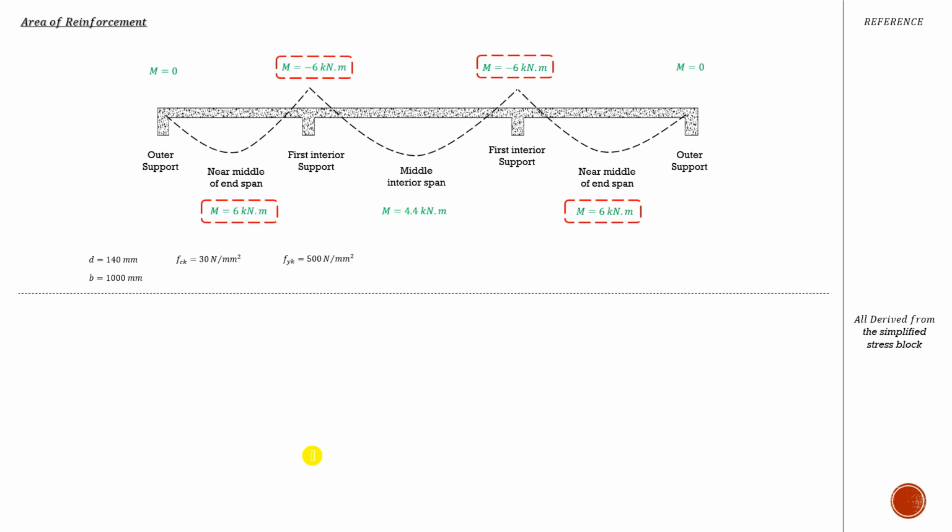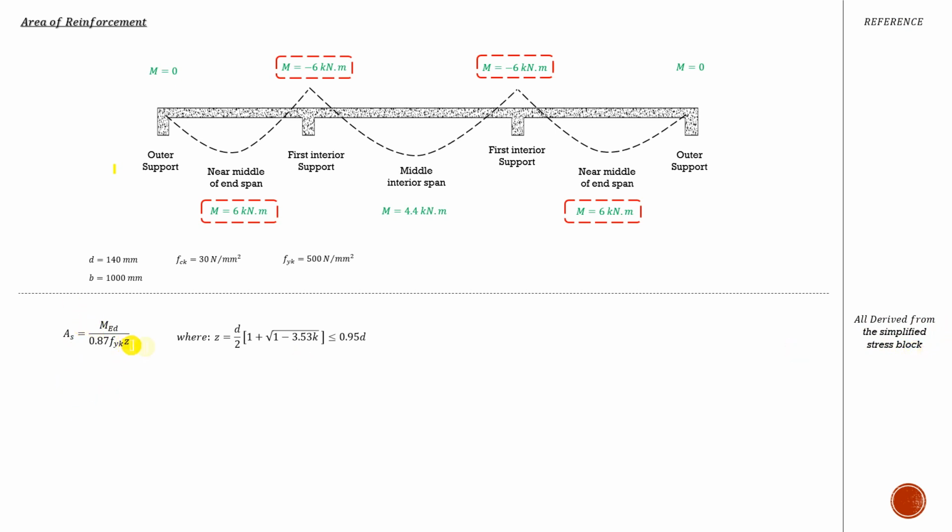All right, moving on. Now let's find the area of reinforcement. I'm taking the spans as well as the supports because they all have the same bending moment, 6 kilonewton meter. And this is the formula for finding the area of reinforcement. All of these are derived from the simplified stress block given in Eurocode 2.